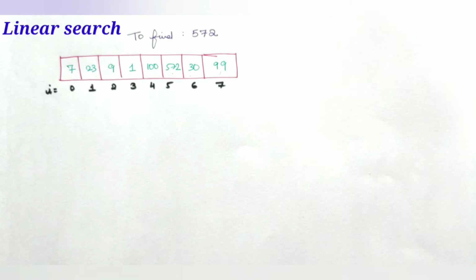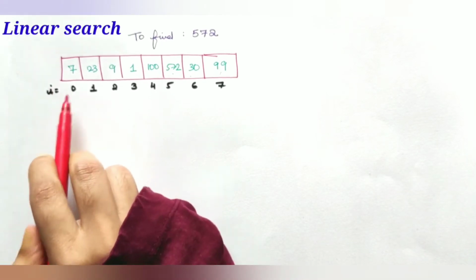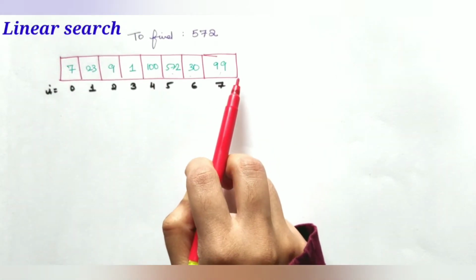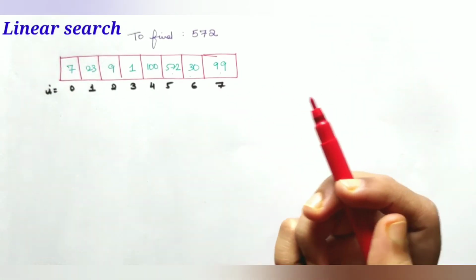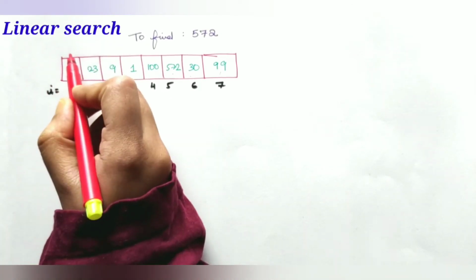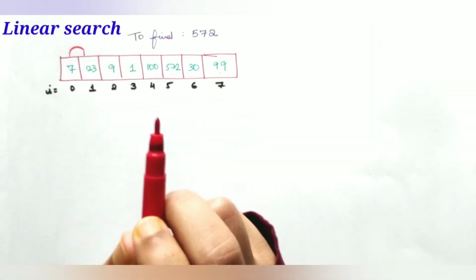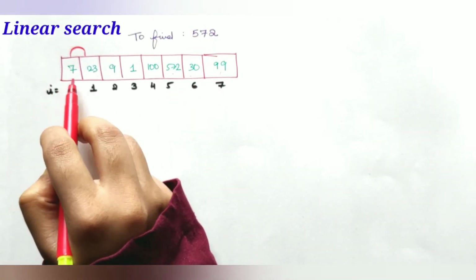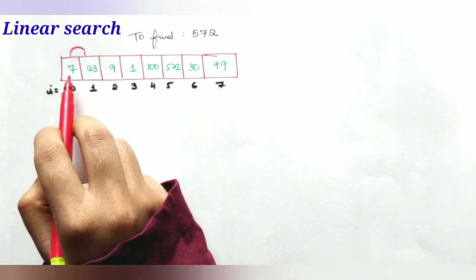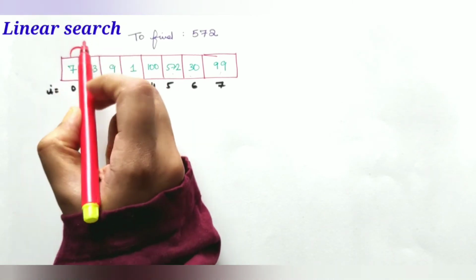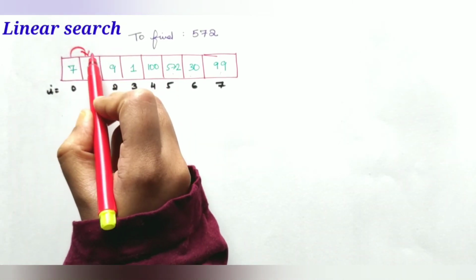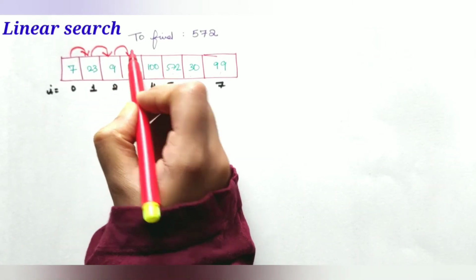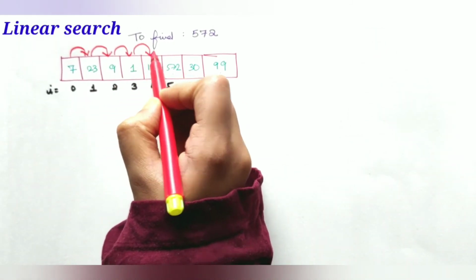Now what linear search does is, it starts from the element 0, that is at position 0, and goes right up to the end. Now how will you do that? So what you do is start from the element 0. You have your key in mind, okay, that is to find 572. So you start from the 0th position. Did you find it here? No, 572 is not equal to 7. So move ahead. Next, 23 does not match. Move ahead. 9 not equal to. Move ahead. 1 not equal to, again move ahead.